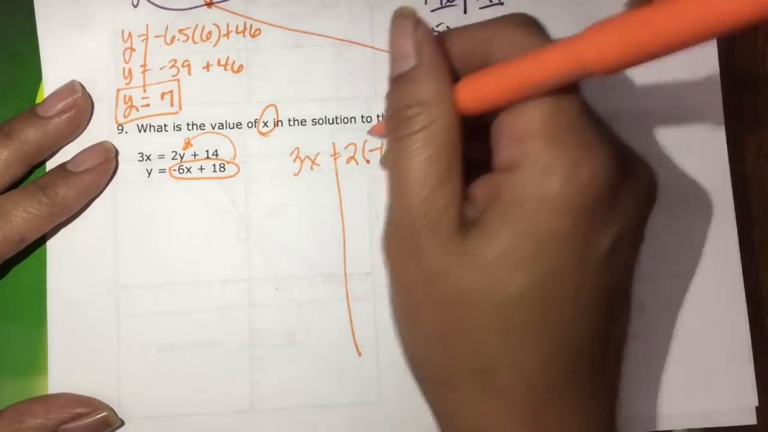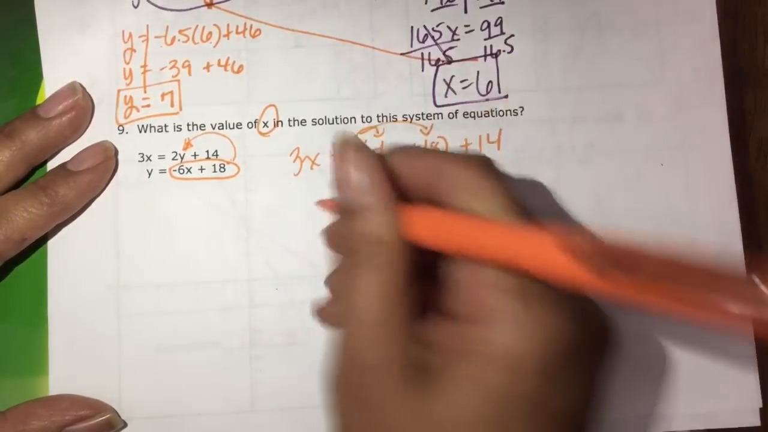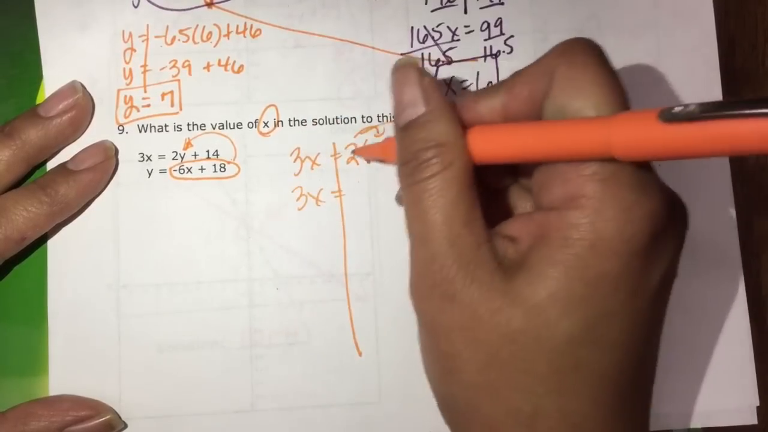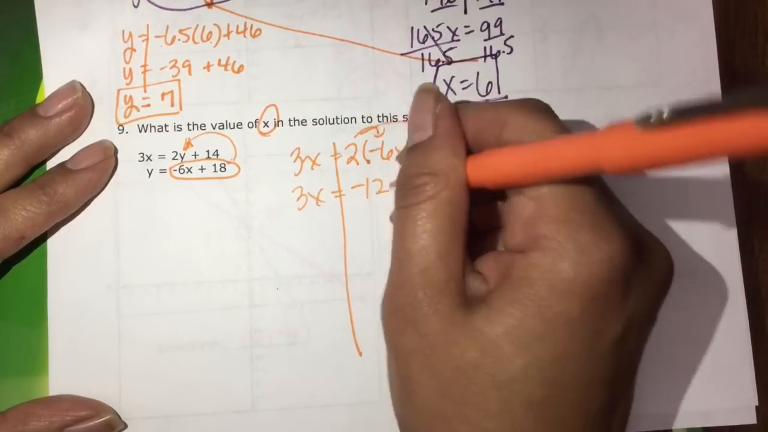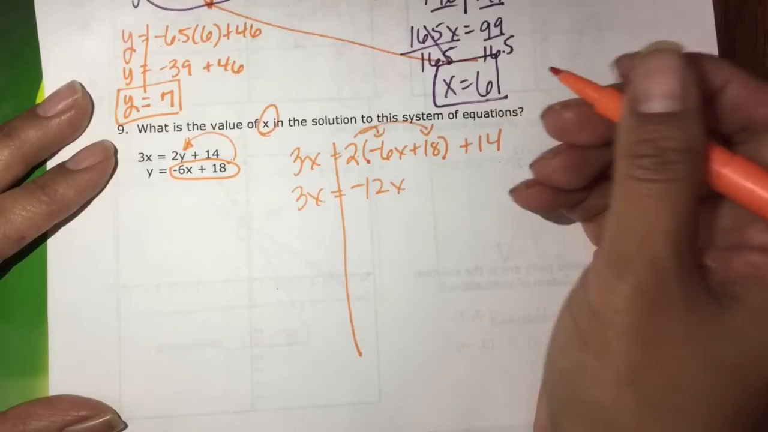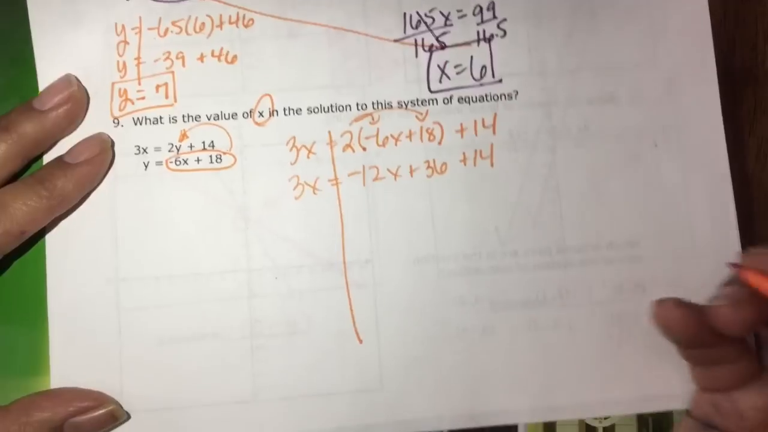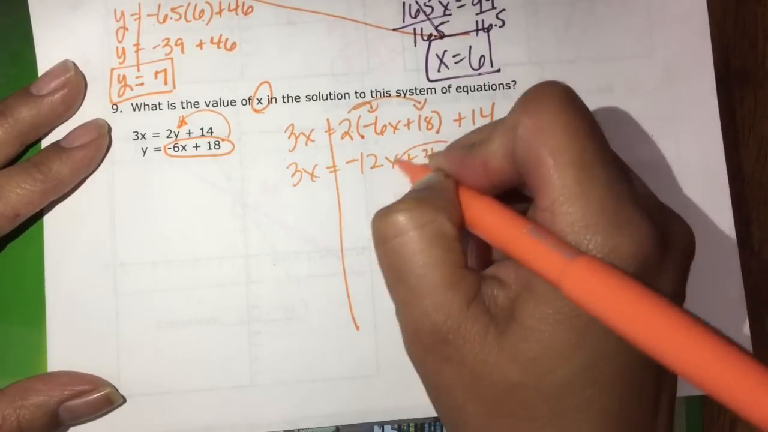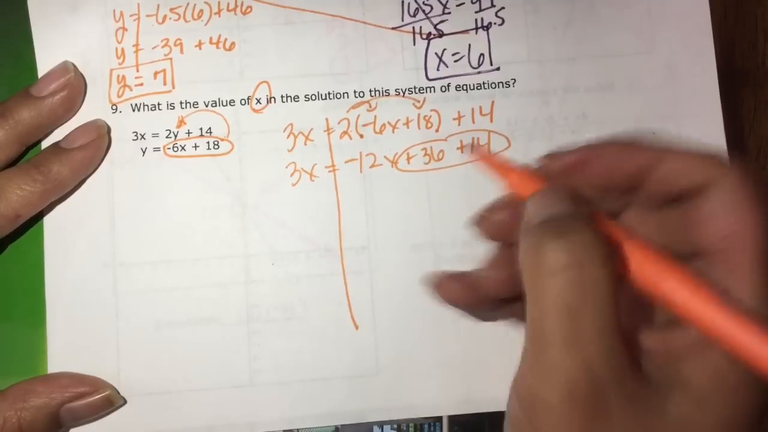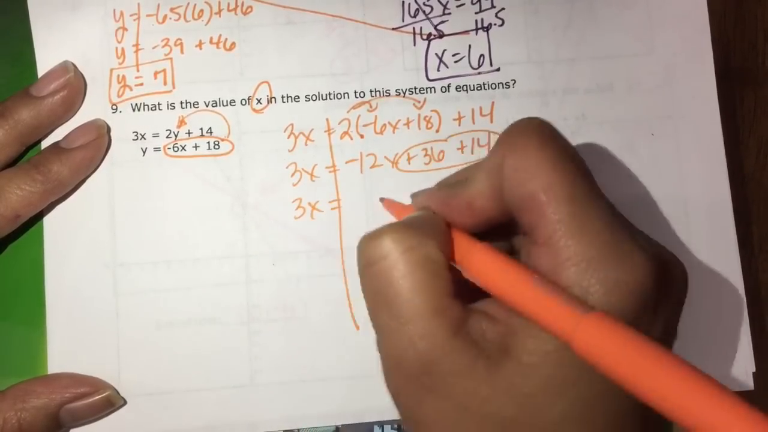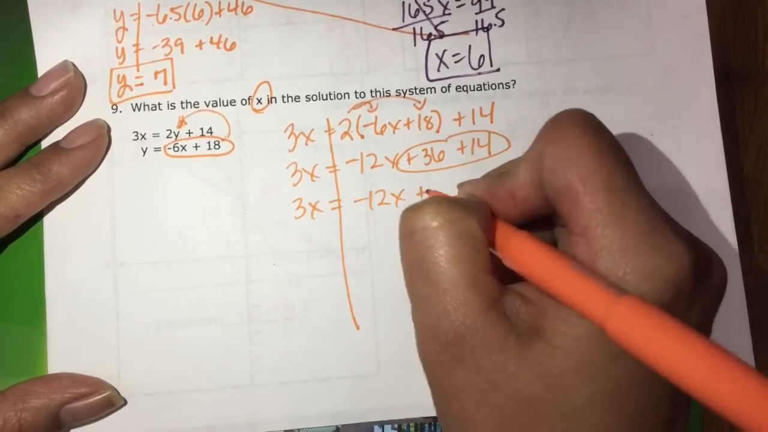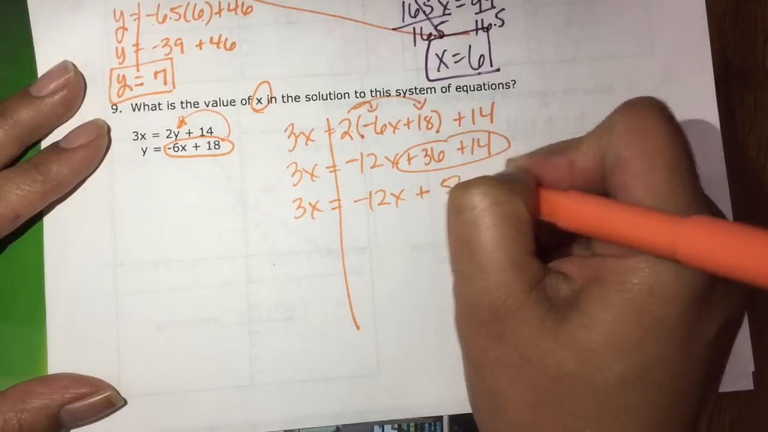To solve the equation, we're going to do distribution first. So we get 3x equals 2 times negative 6, negative 12x. 2 times 18 will be 36. And then bring down plus 14. Now we're going to combine like terms. What is 36 plus 14? So we get 3x equals negative 12x plus 50.